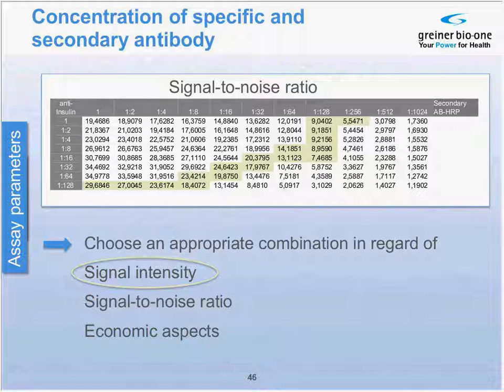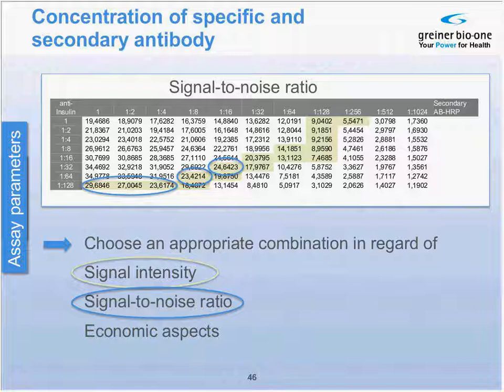Another important criterion besides signal intensity, suitable signal intensities are here shown in gray, is signal-to-noise ratio. It should be as high as possible. But naturally, it is from an economic point of view no option to use the secondary antibody conjugate undiluted or in very low dilution, which is the case with the combination marked red.